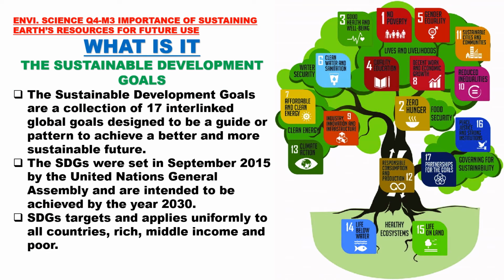The Sustainable Development Goals. The Sustainable Development Goals are a collection of 17 interlinked global goals designed to be a guide or pattern to achieve a better and more sustainable future. The Sustainable Development Goals were set in September 2015 by the United Nations General Assembly and are intended to be achieved by the year 2030. The Sustainable Development Goals target and apply uniformly to all countries, rich, middle income, and poor.